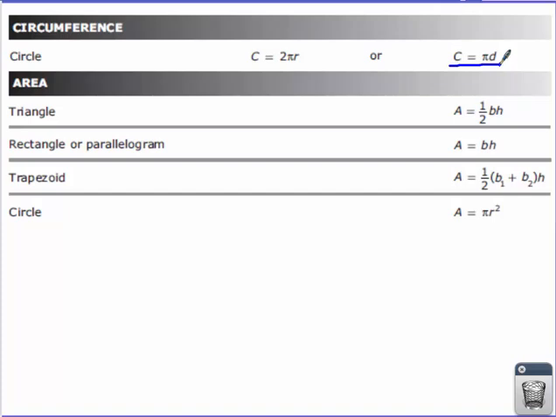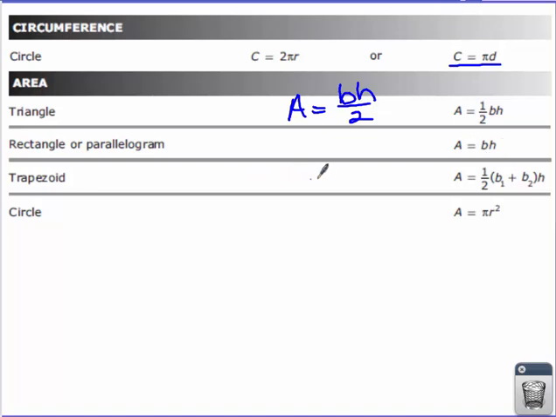Now we have a triangle, and we're looking for the area of a triangle. And area is defined as the space on the inside of a 2-dimensional object. So for a triangle, we have a formula that's A is equal to 1/2 bh. Now the formula that I will typically use is going to be bh divided by 2, because I know that 1/2 of something is just divide by 2. A rectangle and a parallelogram have the same formula. Area is equal to base times height.